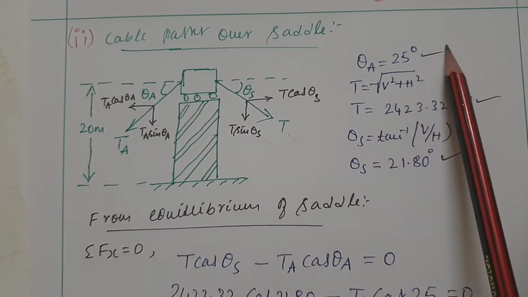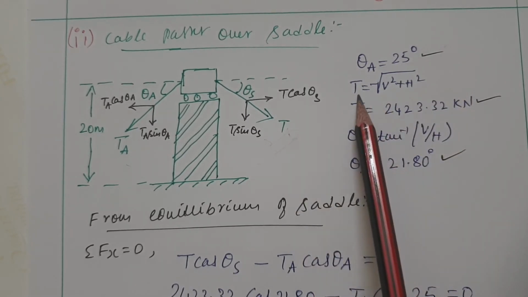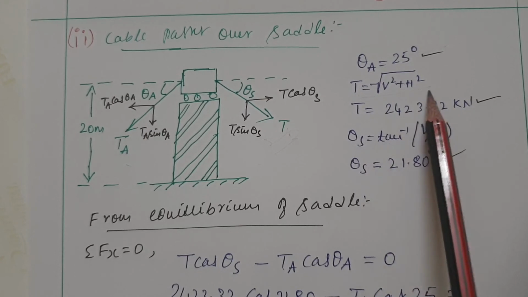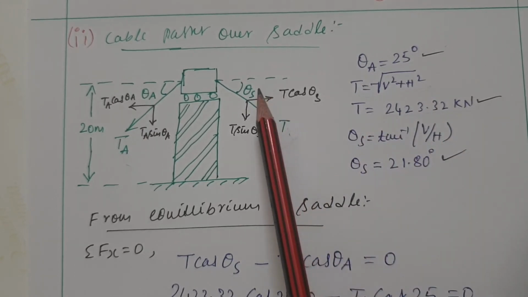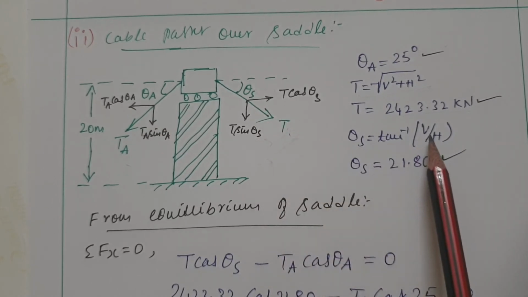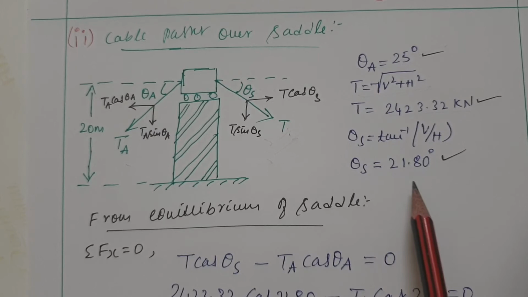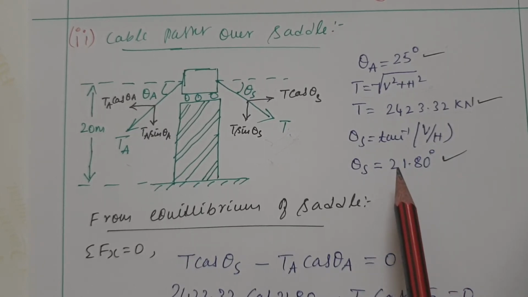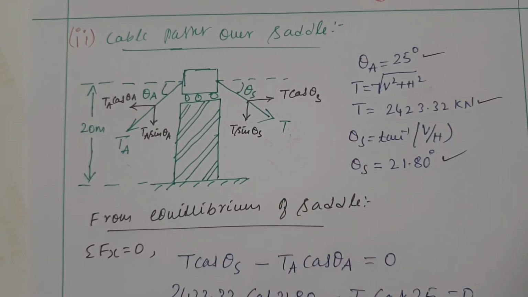You know the anchor cable inclination, it is given as 25 degrees, and you know the tension in the suspension cable, that is T maximum, you can consider it directly. The angle of the suspension cable will be tan inverse of V by H. Then theta s will be 21.80. We follow the same procedure as for the previous case, supported by pulley.